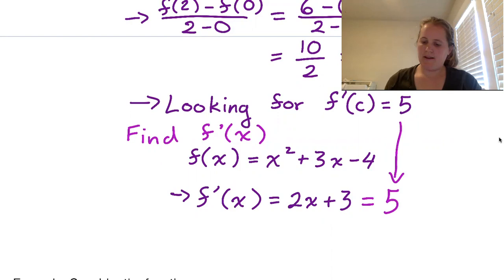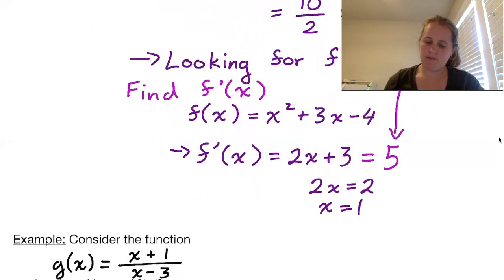And so that equals 5 when 2x equals 2, or x equals 1. And so the value of c we're working with is 1.